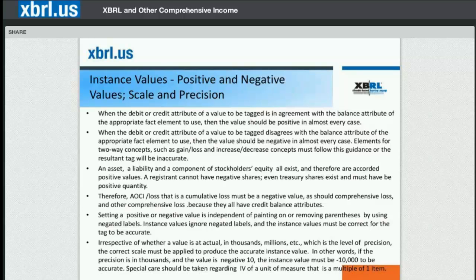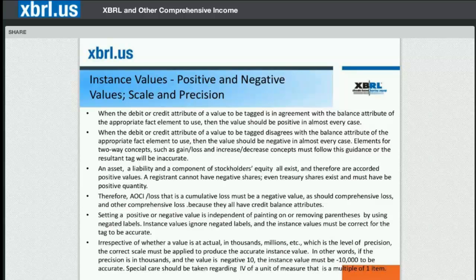Irrespective of whether a value is at actual, in thousands, millions, etc., which is the level of precision, the correct scale must be applied to produce the accurate instance value. In other words, if the precision is in thousands and the value is -10, the instance value must be minus $10,000, whatever it is, in dollars quantities, to be accurate. So that would be a scale of -3.